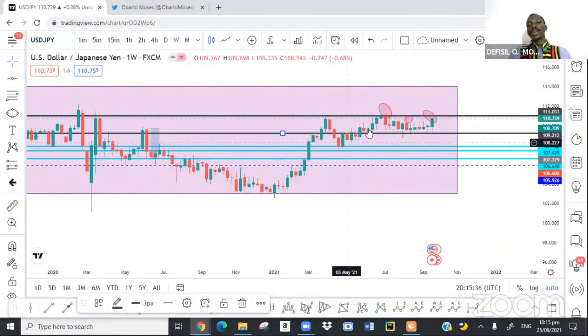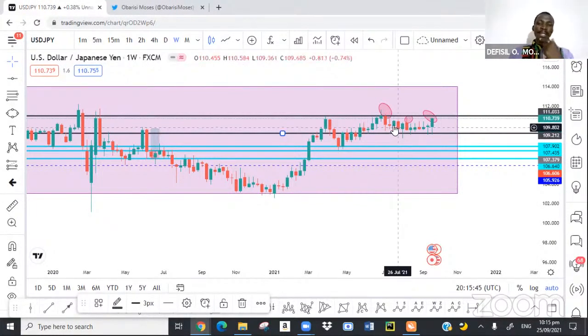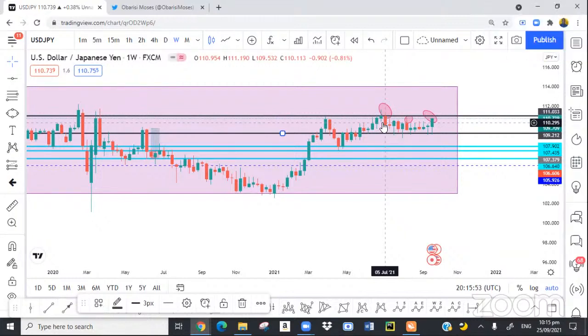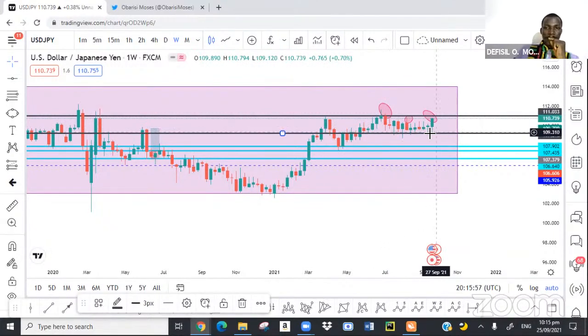Then we have here left out. Let's use that horizontal line. We still have here still ranging, so it will be one range inside of another range. Yeah. So which means that this market is having the tendency.